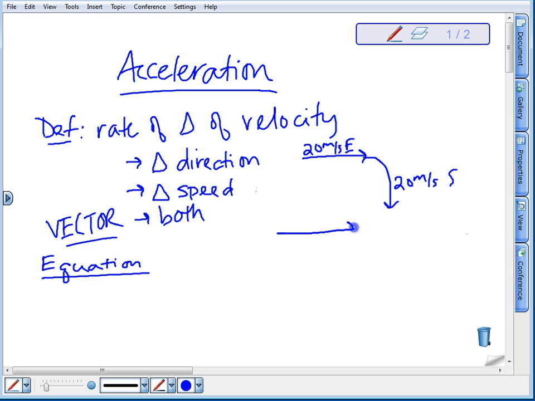Also, if you're going east at 20 meters per second, and then you slow down so that now you're going 15 meters per second, but still east, that is also acceleration because you've changed your speed. We often think of acceleration as meaning to speed up, but you're not always speeding up. You can also slow down or change directions.